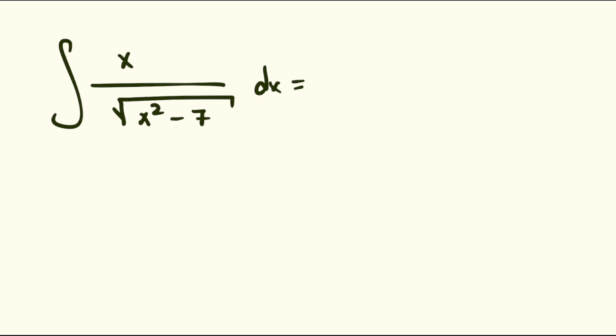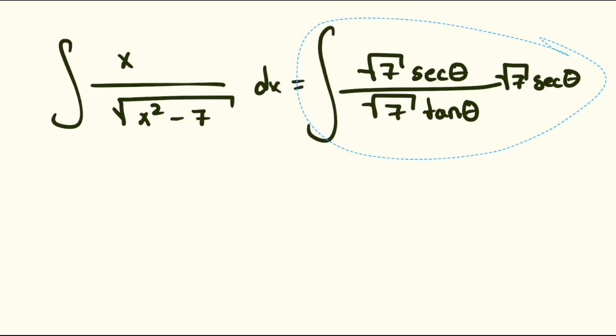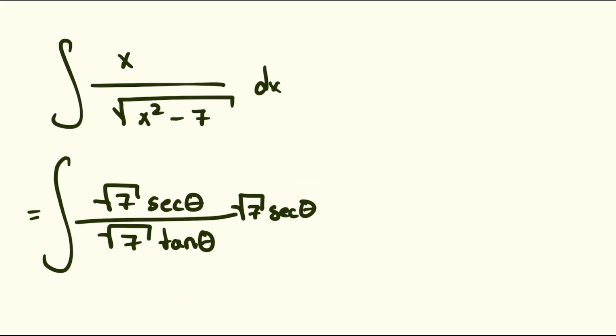All right, we saw that our denominator was just square root of 7 tangent of theta. Our numerator, that x value, is going to be square root of 7 secant theta. And our dx is square root of 7 secant theta tangent of theta d theta. I'm not going to have enough space, so I'm going to move this down a little bit.